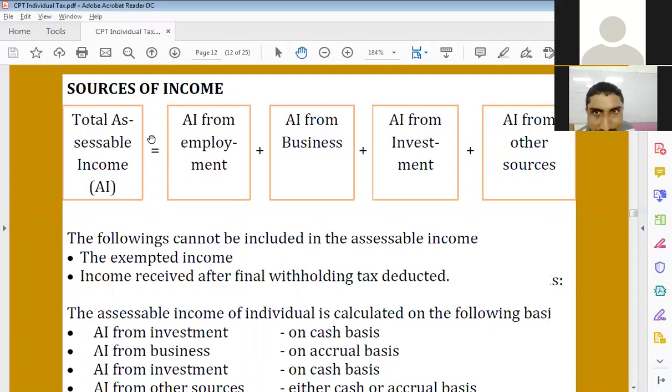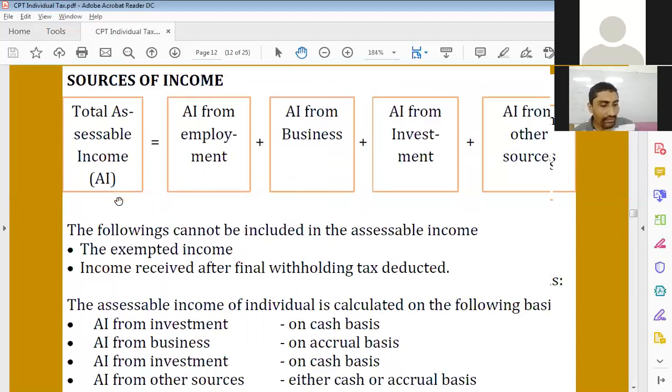Second, income received after final withholding tax deducted. So the final tax has been already paid and you are getting the income after that. So if the final income tax is already paid, you cannot tax that again. Therefore, you cannot include that again. So if you have received the income after final tax has been paid, thereafter you cannot include that. So you have to exempt, eliminate that. So in calculating the assessable income, you have to use that basis.